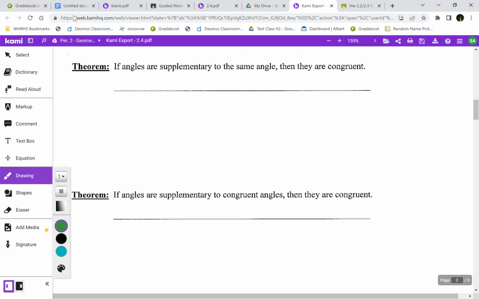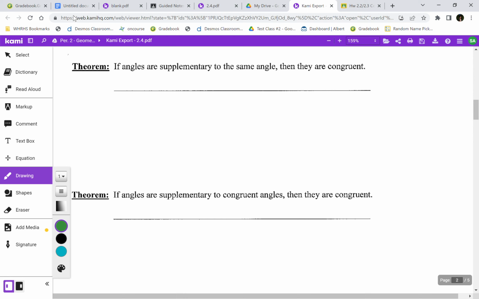Theorem, I'm going to read you the theorem. I'm going to tell you the shortcut that we are allowed to use in proofs for the theorem, and then I will explain the theorem to you. If angles are supplementary to the same angle, they are congruent.